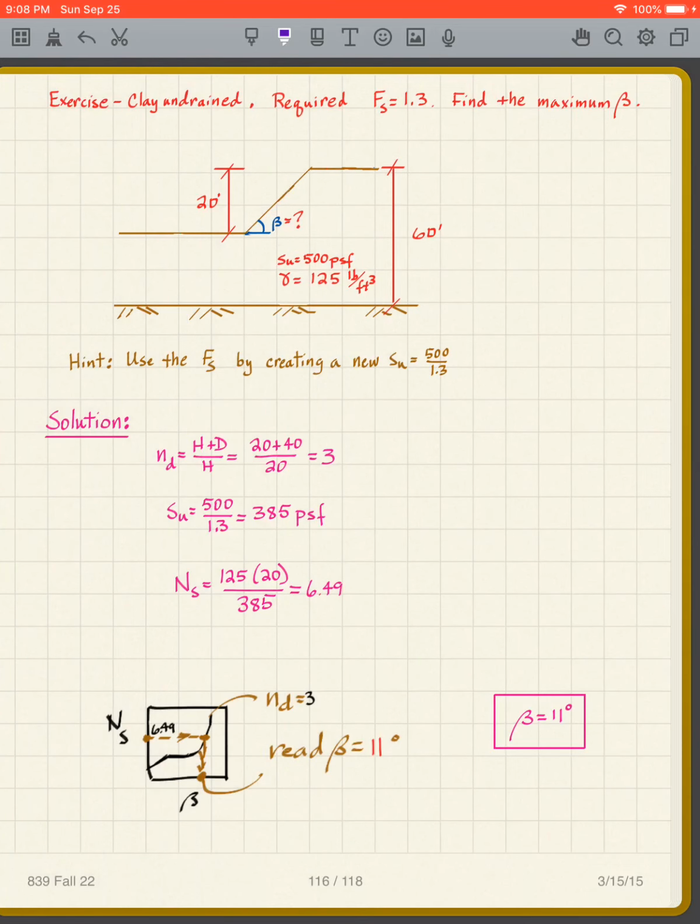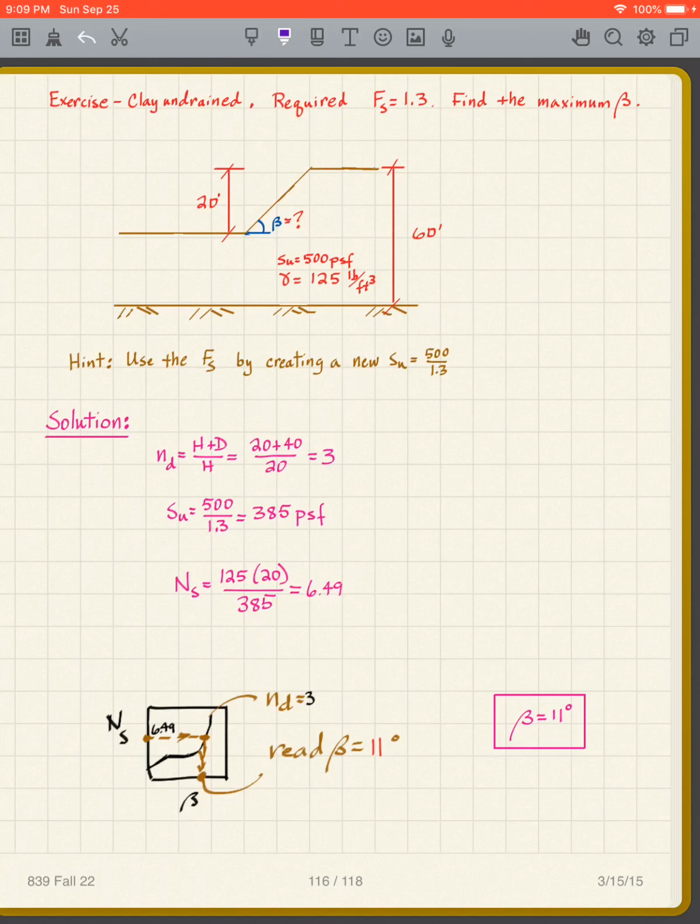Okay, so here's how to use the chart. Like I said, we use SU as 500 over 1.3, which works out to be 385. We get our ND, which is H plus D over H. Well, what is that? Our D then is what? This is 60, so that's 20, so the D is 40 feet. And so when I do my H plus D over H, I get 3, 20 plus 40 over 20. I've got my SU of 385. That gives me my stability number.